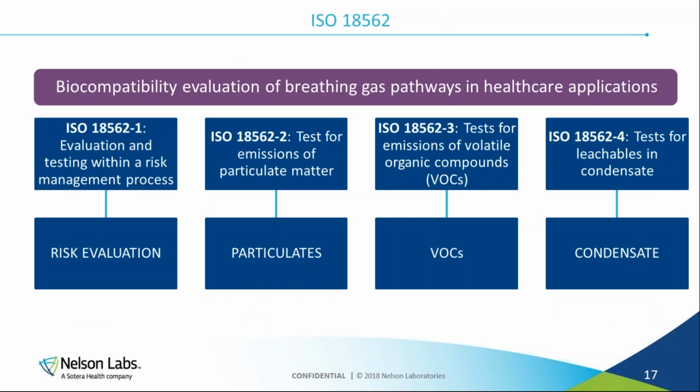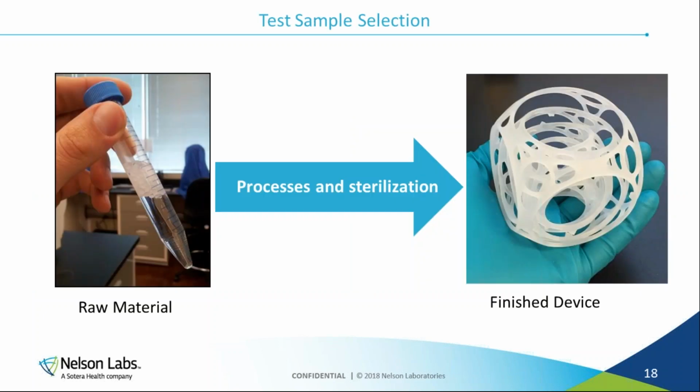And again, this is just a review of the categories or the tests that are considered in each part of the 18562 standards. One thing we want to talk about up front is the test sample selection. On the left, we have some raw material, which is just a polypropylene pellet placed inside an extract media, inside saline in a tube, ready to be extracted for testing. And then on the right, we have a finished device which has gone through all the processing and sterilization.